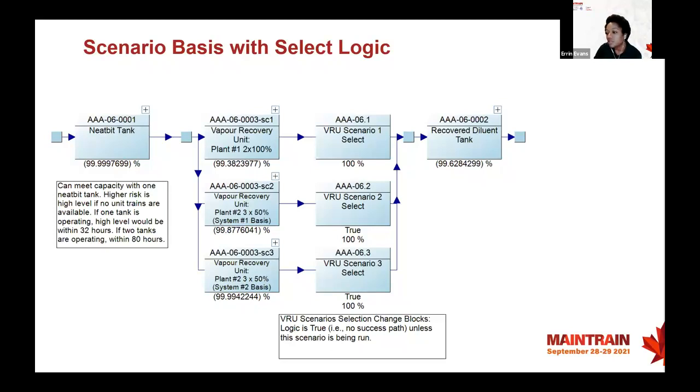So even though these are in parallel operation here, they're not considered parallel paths. And here's one of the notes that I left just to explain how to use it and how the logic was being used here. So in this case, the VRU scenario selection change blocks, the logic is true, so no success path unless the scenario is being run. So it's just as if these lines or these paths didn't exist at all within the model.